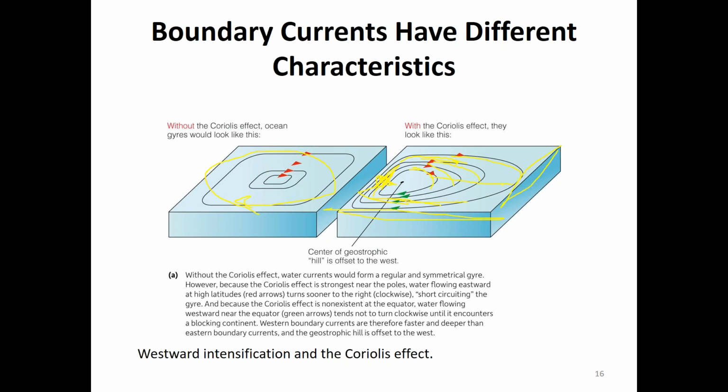So the Coriolis effect is responsible for the difference between western and eastern boundary currents, why western boundary currents are very narrow, deep, and swift, and why eastern boundary currents are very broad, shallow, and slow.